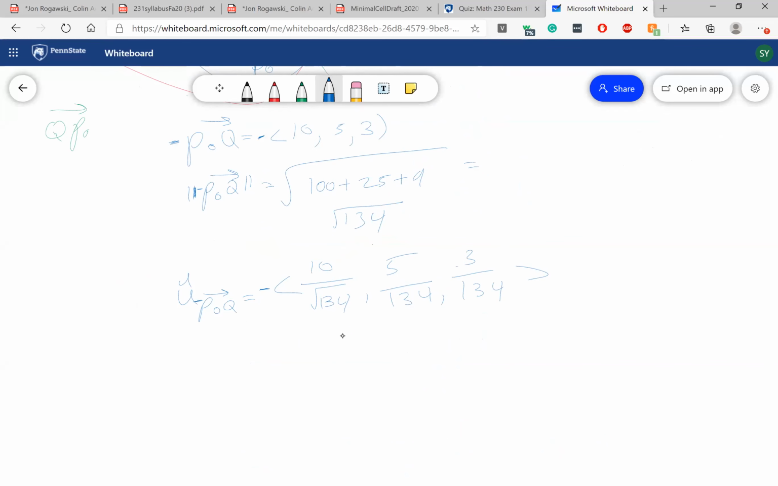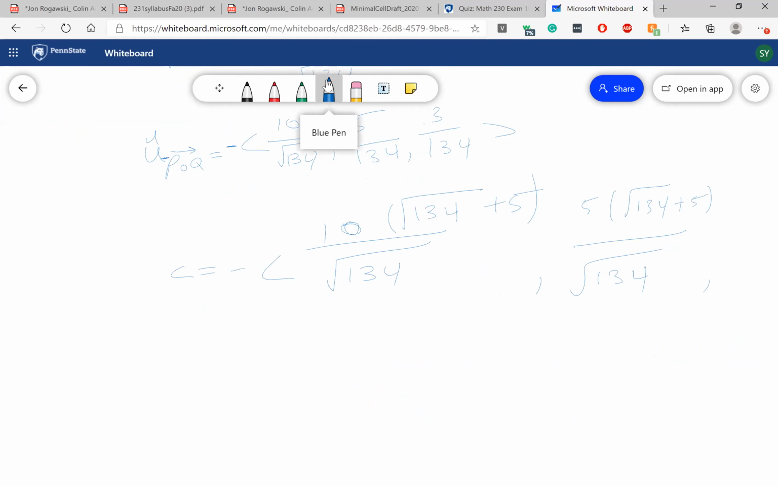Okay, anyway, so we have this, and then we multiply it by the other thing. So the vector that we want, let's call it C, is going to be negative 10 over the square root of 134 times the square root of 134 plus 5, comma, 5 times the square root of 134 plus 5 over the square root of 134, and then 3 times the square root of 134 plus 5 over the square root of 134. Is this understood?